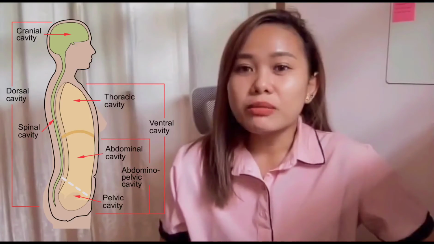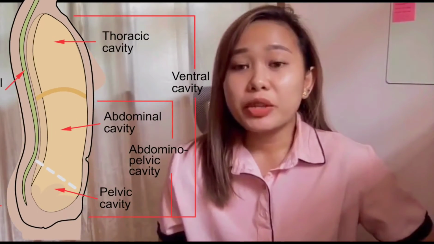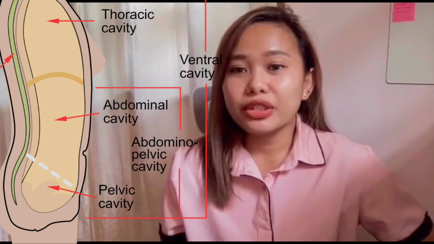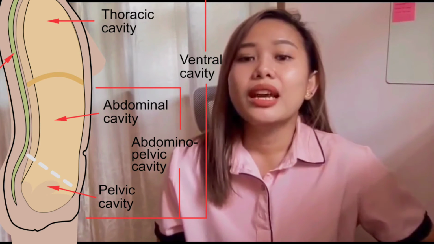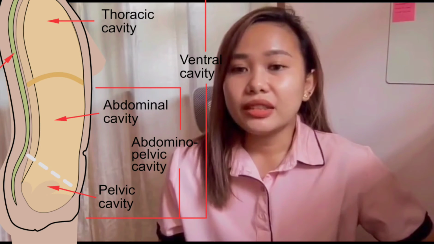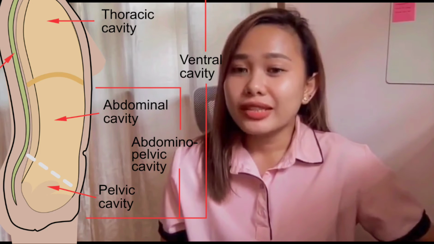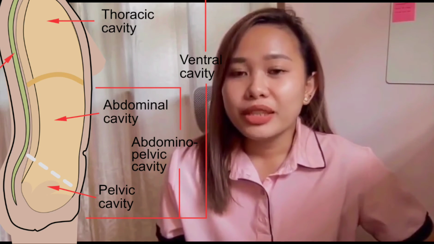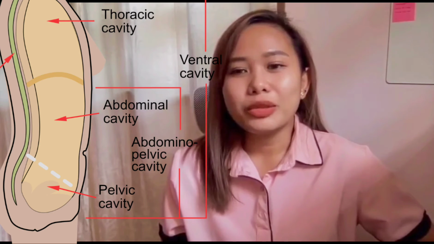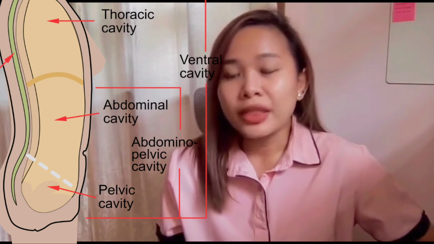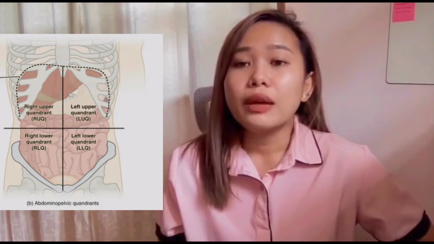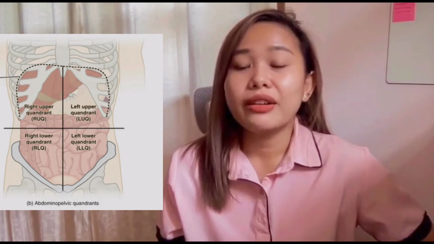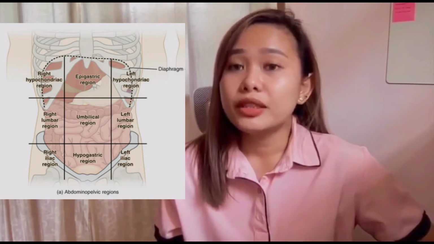Next is the abdominopelvic cavity. The abdominopelvic cavity is the inferior portion of the ventral cavity located below the diaphragm, as highlighted in red below. As the name suggests, the abdominopelvic cavity is in the abdomen and pelvis and consists of both the abdominal cavity and the pelvic cavity. Now let's proceed to the 4 abdominal quadrants and the 9 abdominal regions.